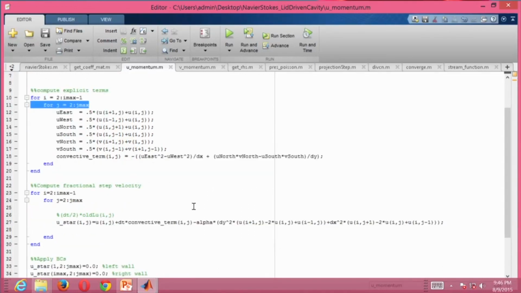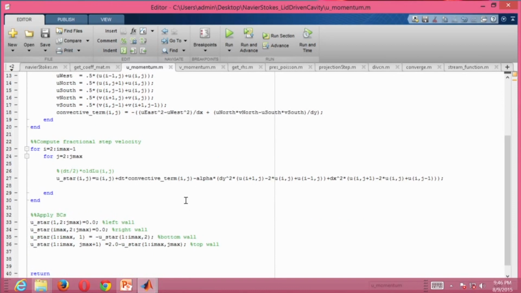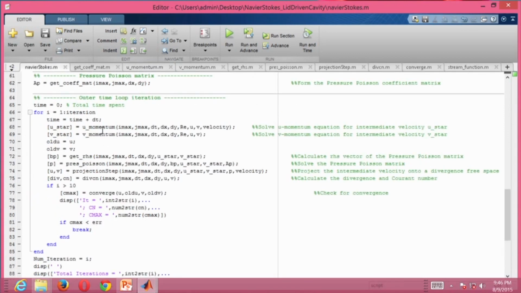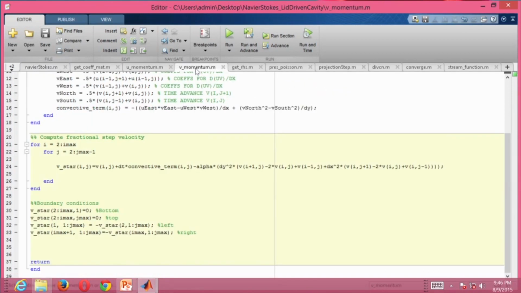Then you compute the fractional step velocity including convection term as well as diffusion term as shown here, and that will be u star because we have neglected pressure in the first step. Once you calculate u star, we need to apply boundary condition and corresponding lines are shown here. We come back to main code. So, we explained u momentum, similar steps are there in the v momentum function also, that is again displayed here separately.